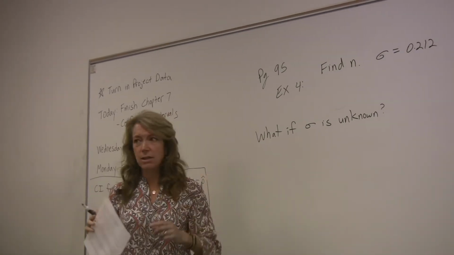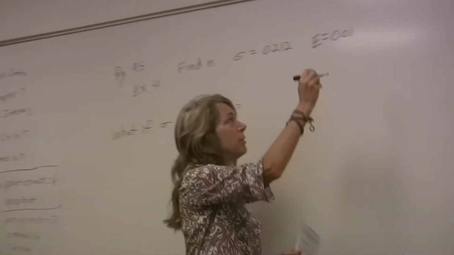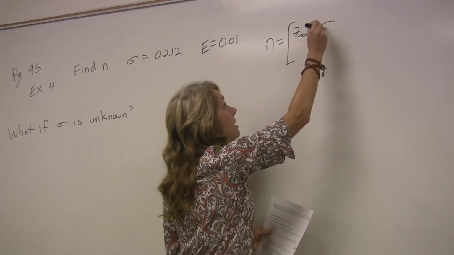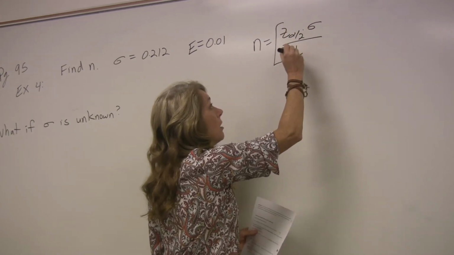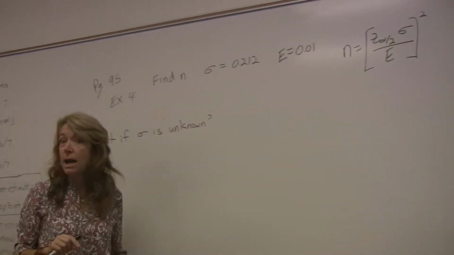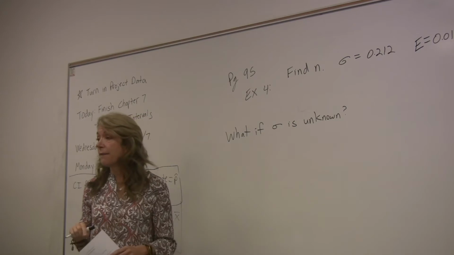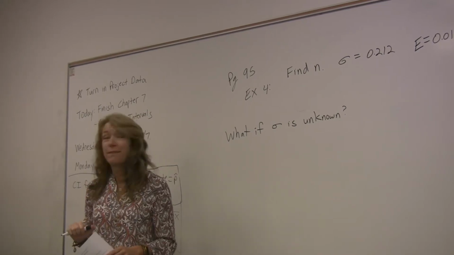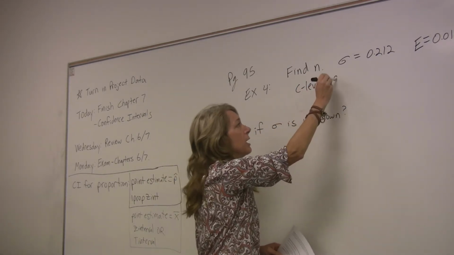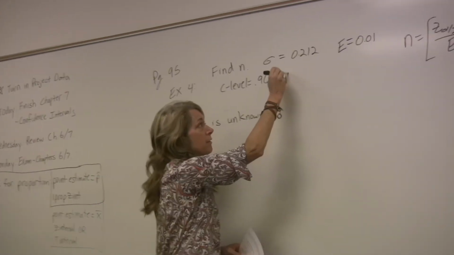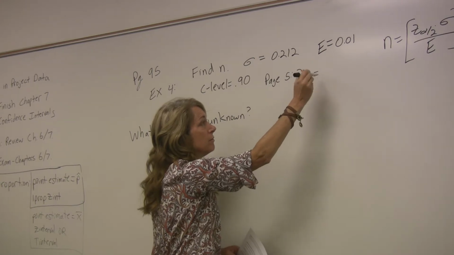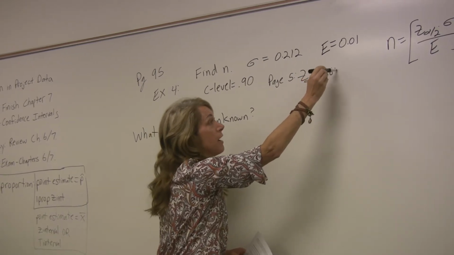To use that formula, which I just erased, to use the n formula, do I have everything I need? I need to find my z, she's telling me over here. I have sigma, I have E. What's the quickest way to find that Z? Page 5. What was the confidence level? 0.90. So from page 5, what's the critical value? 1.645.